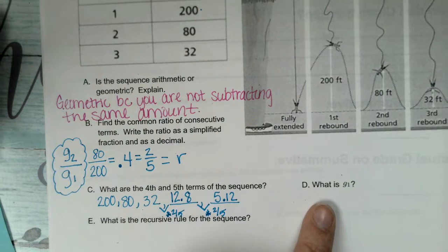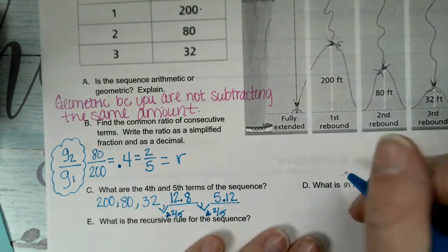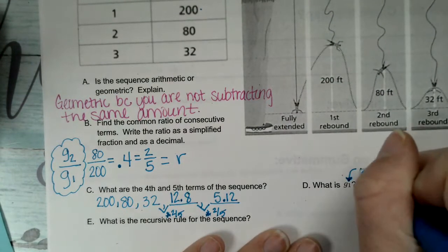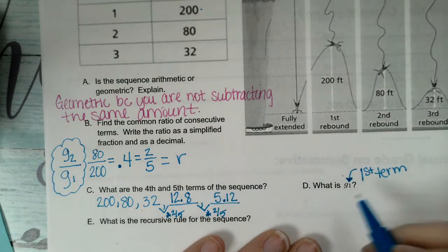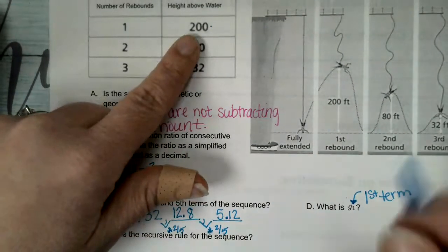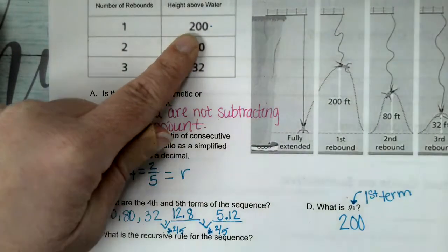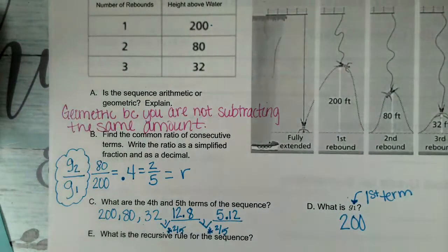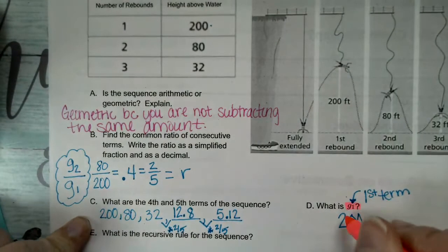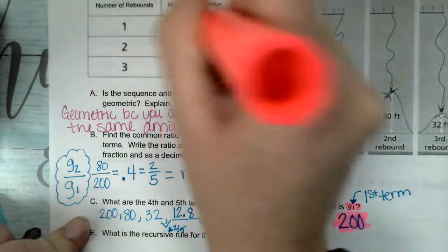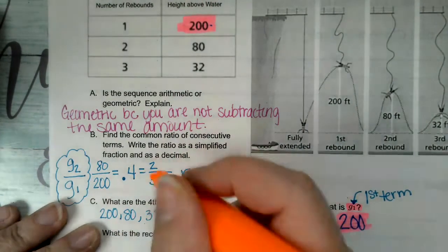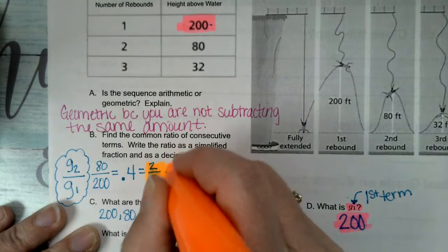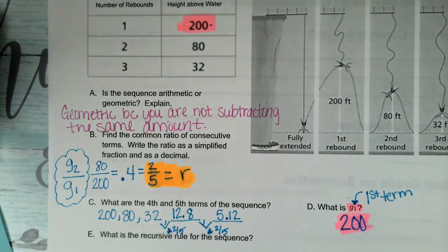Now it says over here, part D, what is G sub 1? Remember, G sub 1 simply means the first term. That's what that 1 is signifying. So the first term in the sequence was 200. Now I want you to take note here. We have two colors. We have the first term, which was 200, and it came from the first term in our sequence. That was our first rebound. Then we have this information that we found in part B, which was the common ratio, which was 2/5.